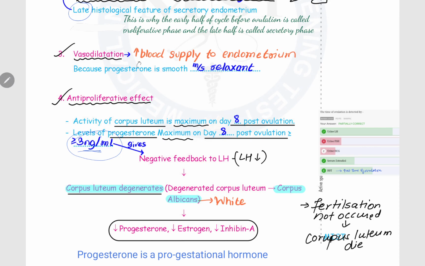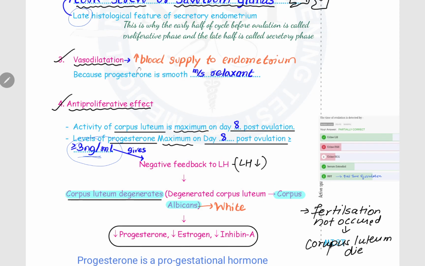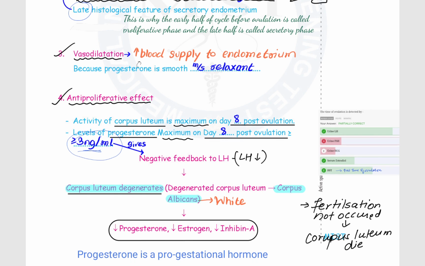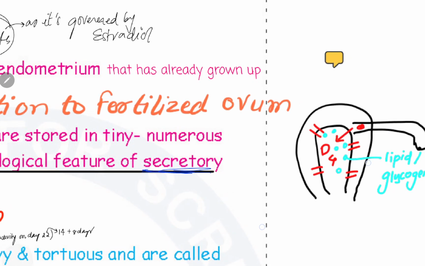Okay, now the corpus luteum degenerates. The degenerated corpus luteum is known as corpus albicans, white. So if the corpus luteum degenerates, all the hormones being secreted decrease: progesterone, estrogen, inhibin. Progesterone is a progestational hormone, preparing for the pregnancy. If fertilization has not occurred, the corpus luteum will die.